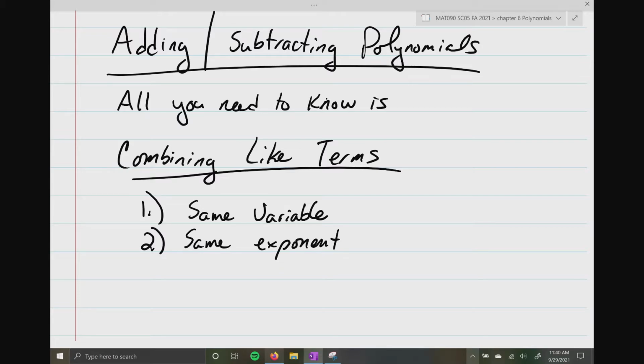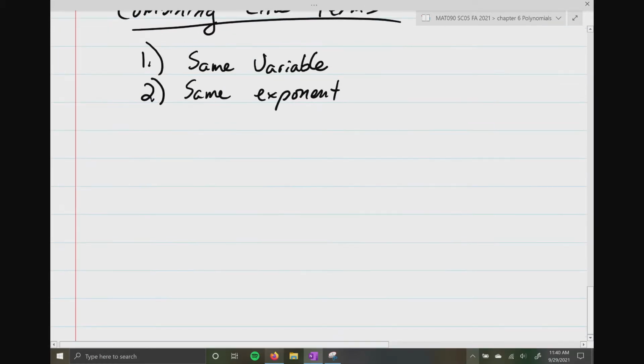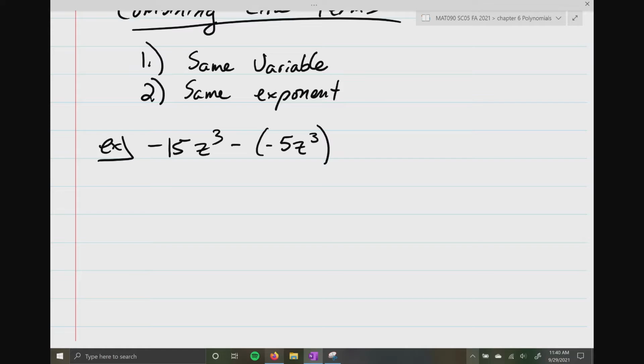All right. So let's go ahead and combine some like terms, okay? So here's our first example. We have negative 15z to the third minus a negative 5z to the third. First, what type of polynomial is this? It's a binomial. Excellent, Wesley.